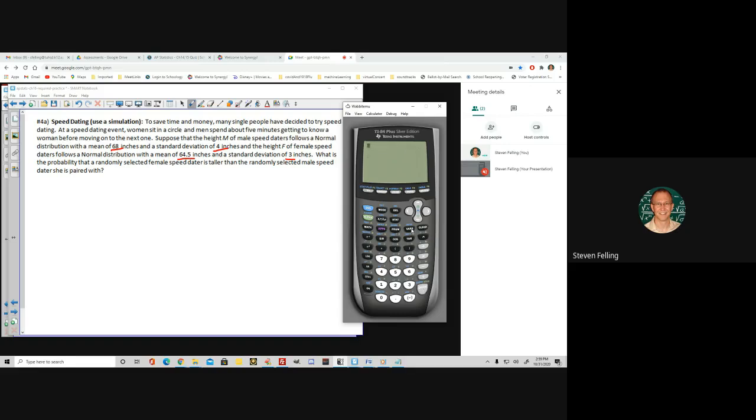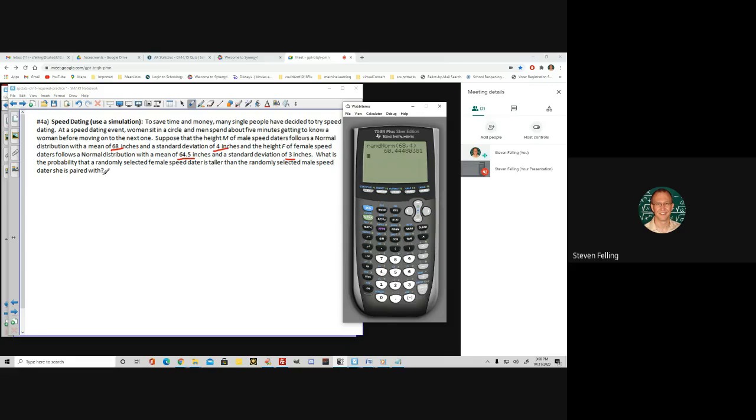Okay, so we're going to use the random normal feature. So if you go math, over here probability, and you scroll down here where it says random normal. Below random integer, there's a random normal. This allows you to get a random number from a normal distribution, and what you have to tell it first is the mean. So since we're going to simulate a man, we're going to put 68 in there, because they said that the average man was 68 inches tall, and then a comma, and then we'll put 4 for the standard deviation. And then we'll close the parentheses and hit enter.